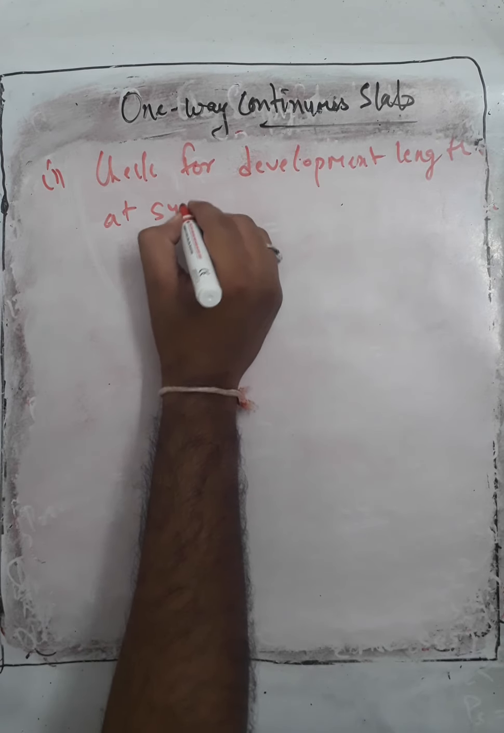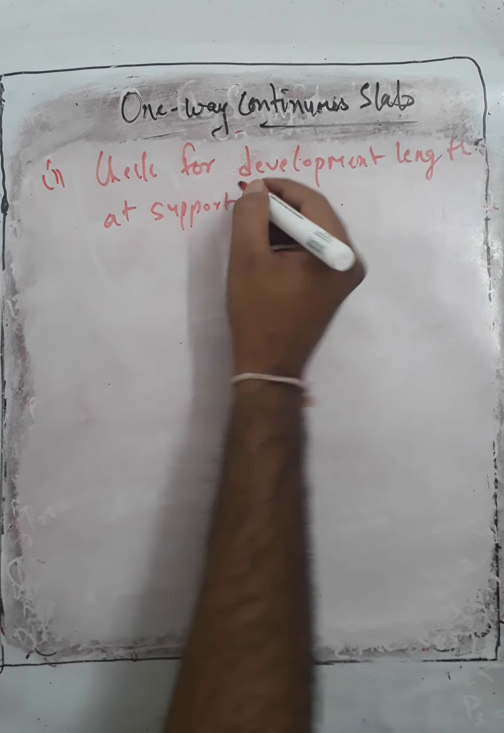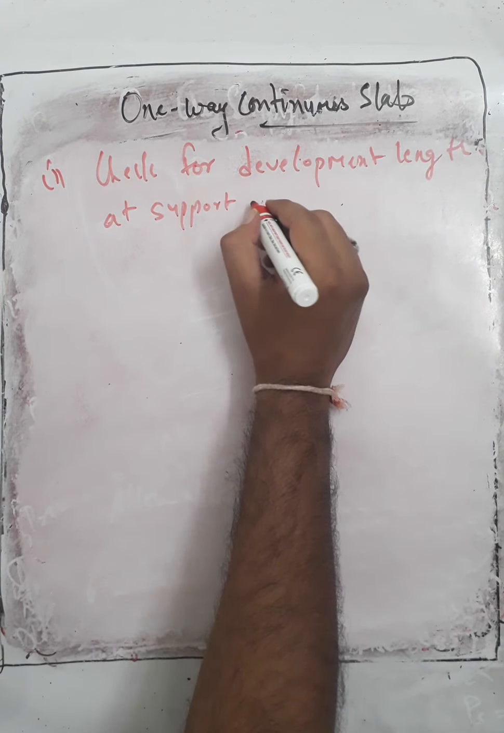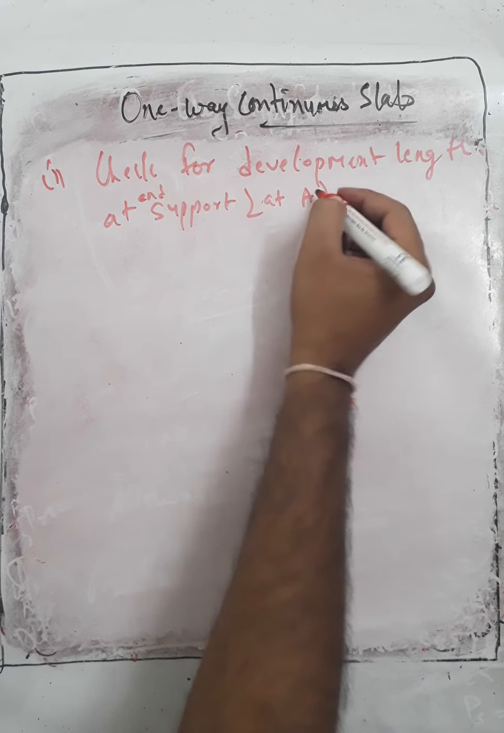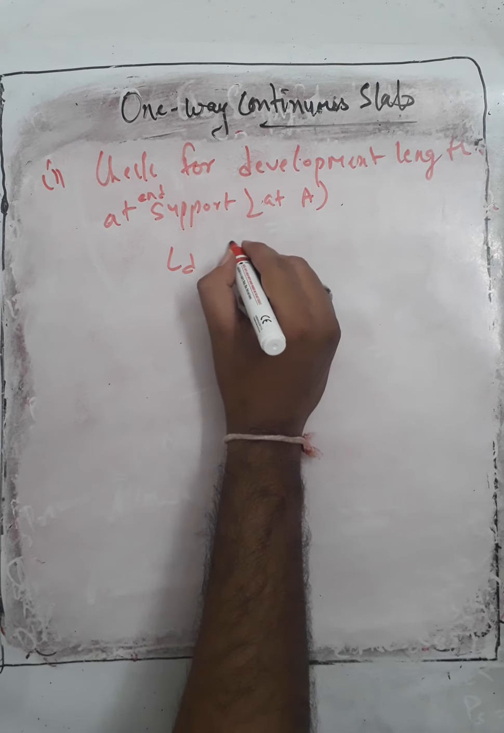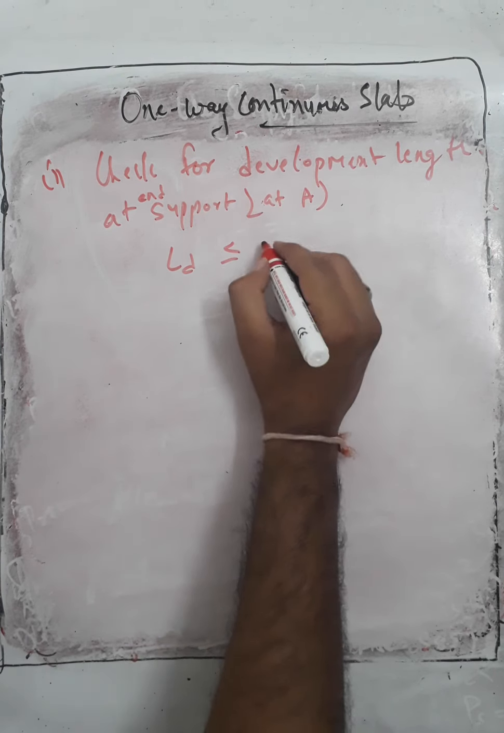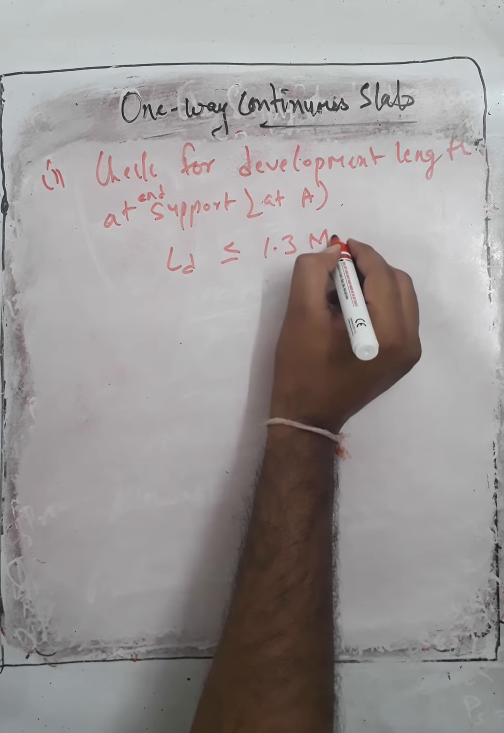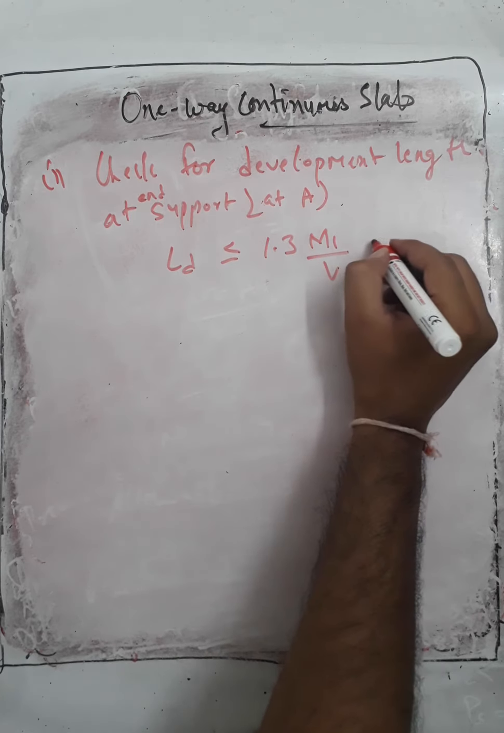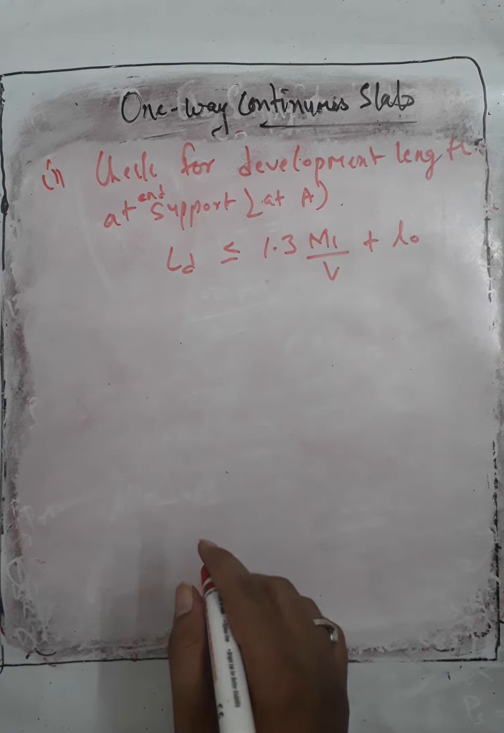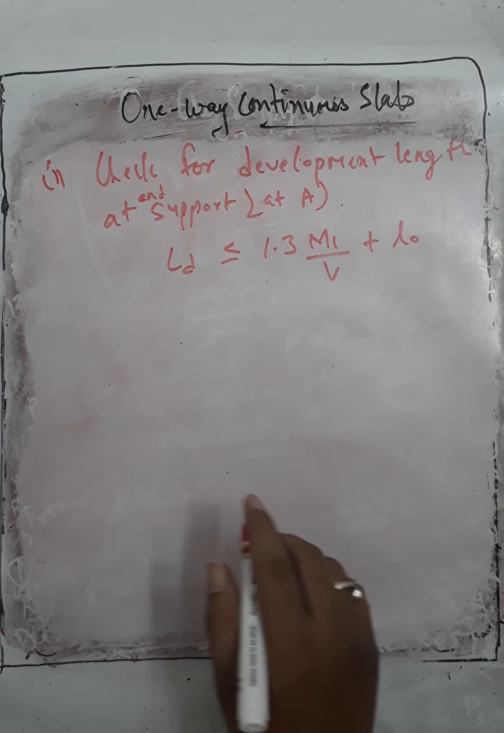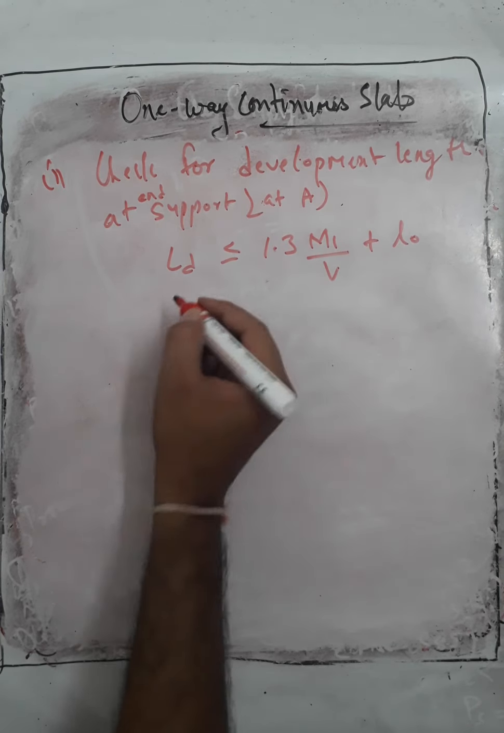At support we have to find the development length at the end support. For that we have one formula: LD is less than or equal to 1.3 M1 upon V plus L naught. This condition we use when our confinement is there. So we have to find L naught.